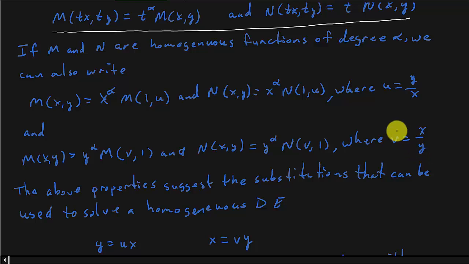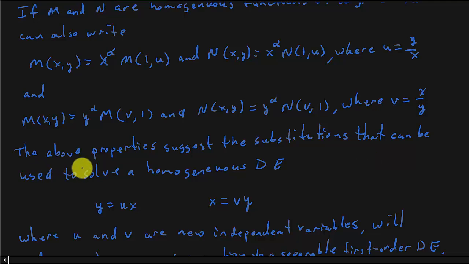So what does that mean? The above properties suggest the substitutions that can be used to solve a homogeneous differential equation. We can do y equals ux, or x equals v times y. You can do either one. You can use this substitution or you can use this substitution. So which one do you use?